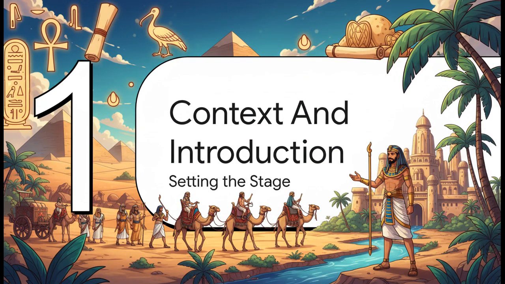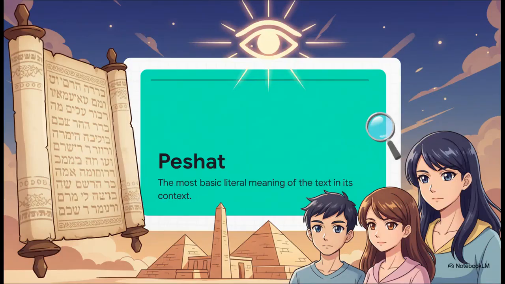Part 1. Context and introduction, setting the stage. Now, right before we look at that very first verse, I want to clarify exactly how we're approaching this. We are exclusively using what's called the Peshat method today. So, what does that mean? Well, basically, we're sticking strictly to the literal, clear-cut facts of the text. There's no mystical interpretation here, no deep hidden symbolism. We just want to understand exactly who did what, where, and why.